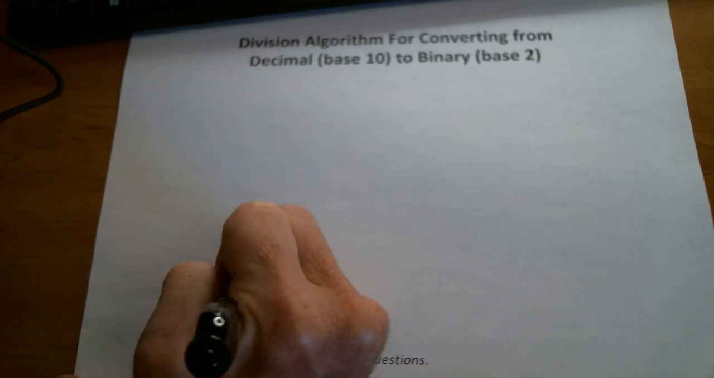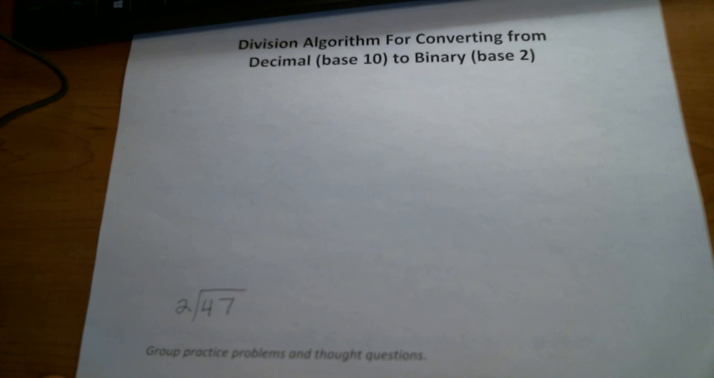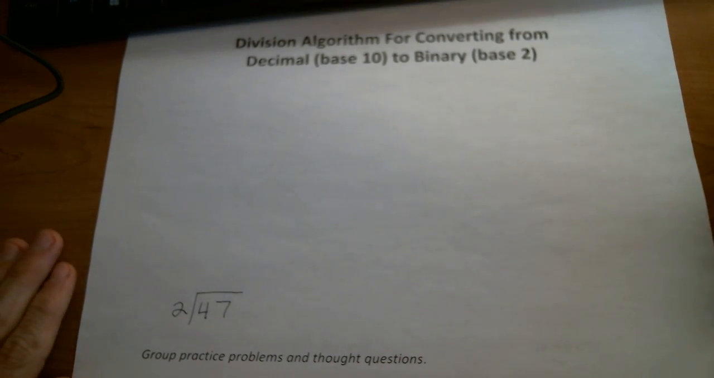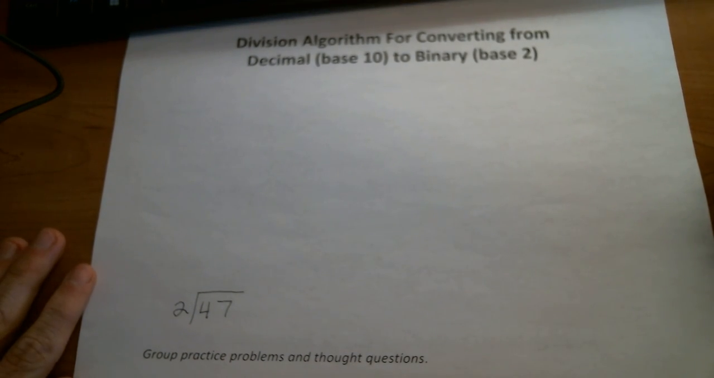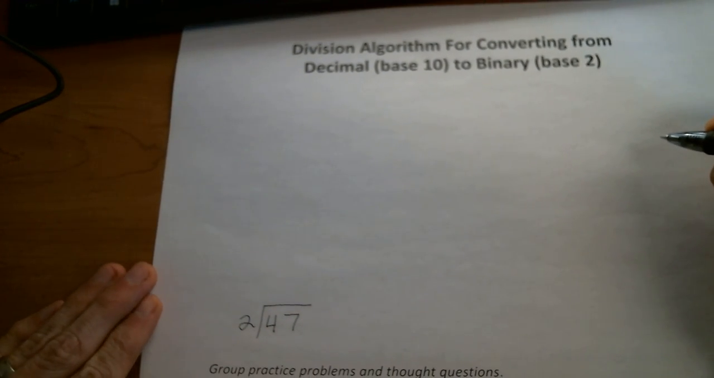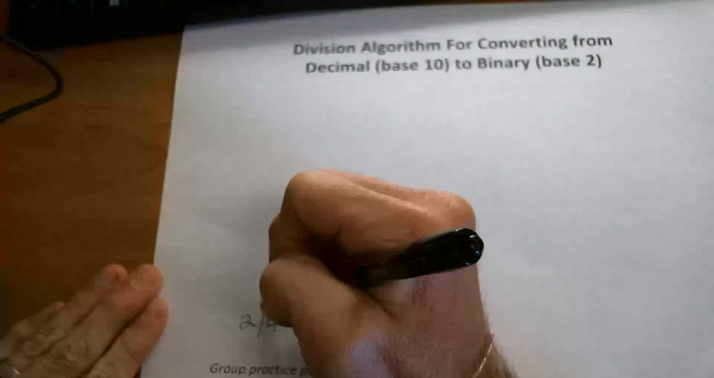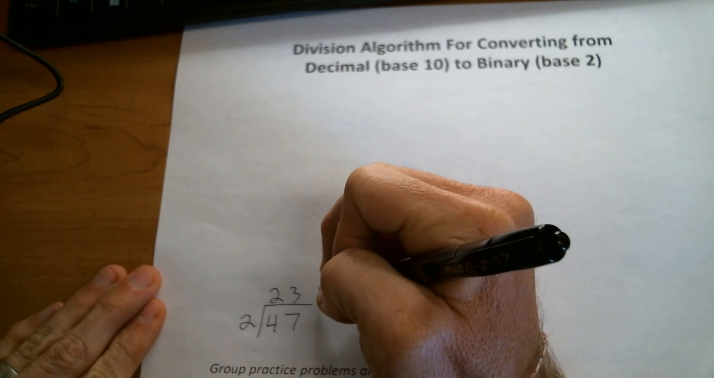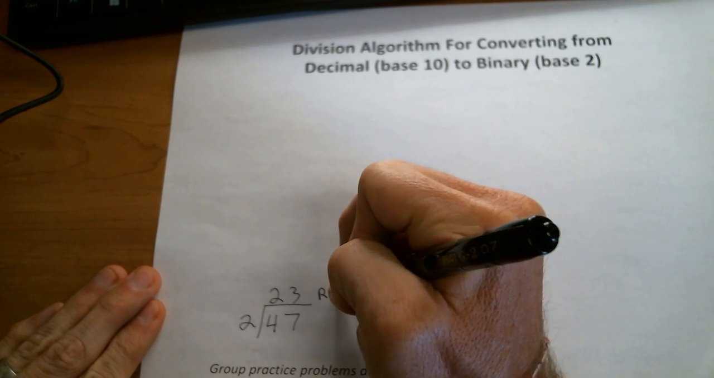So what we're going to do is take 47 and divide it by 2. We're doing old school long division here. How many times does 2 go into 47? You've got to be good at dividing by 2 to do this method. But 2 goes into 47 23 times with a remainder of 1.